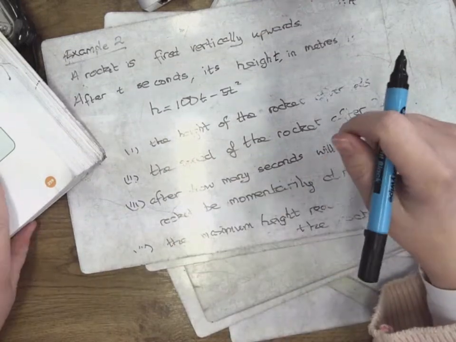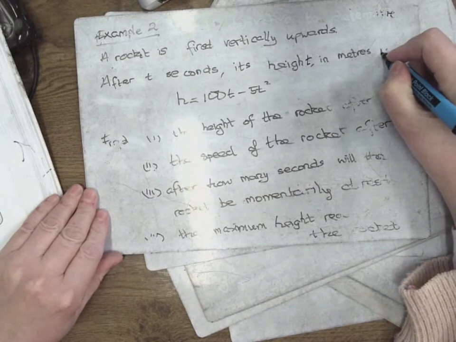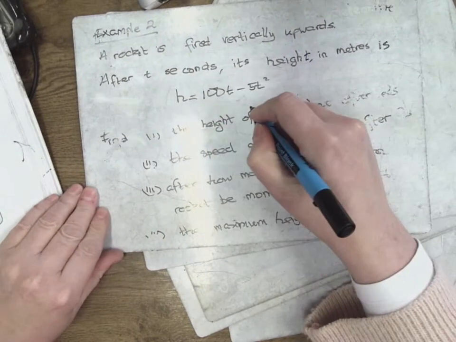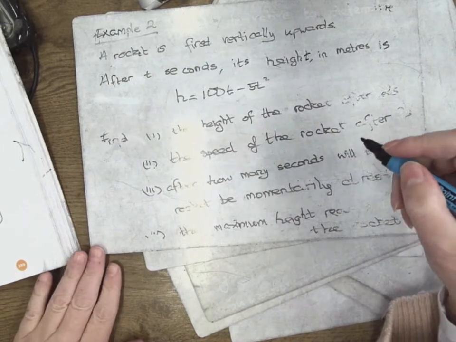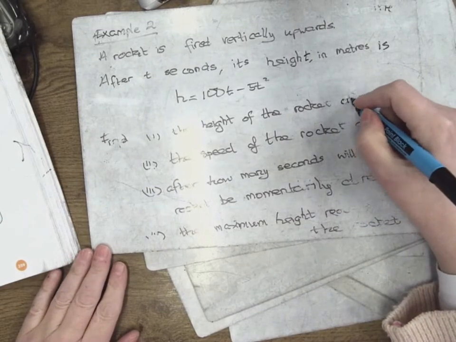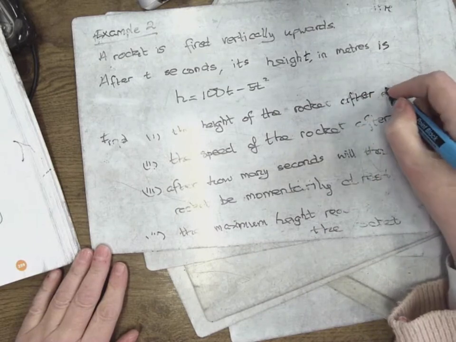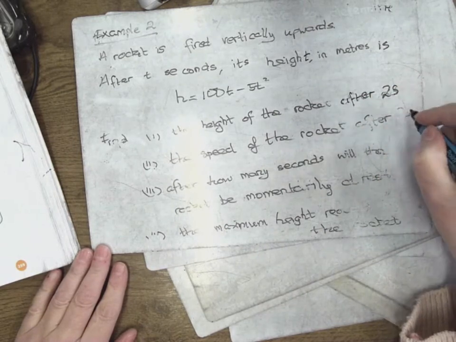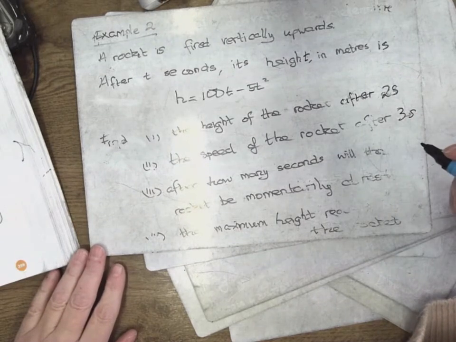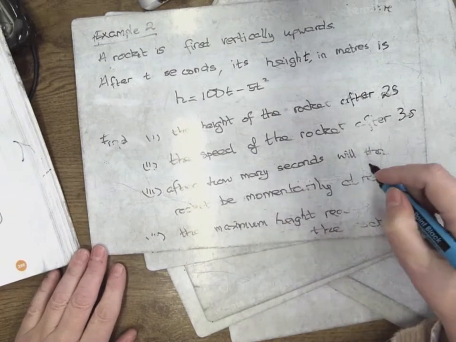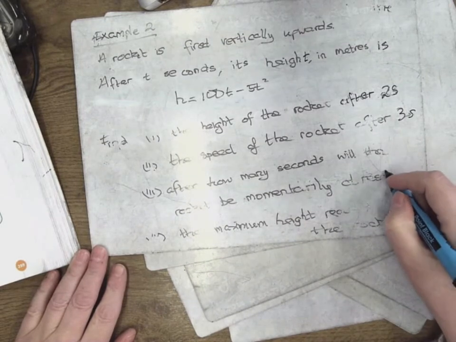...vertically upwards. After t seconds, its height in meters is height equals 100t minus 5t squared. Find the height of the rocket after 2 seconds. Find the speed of the rocket after 3 seconds.